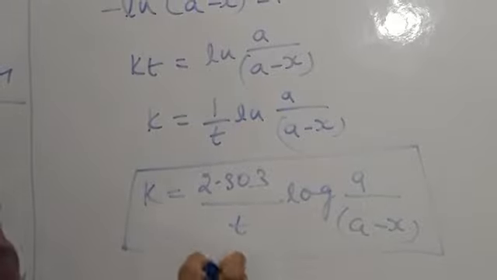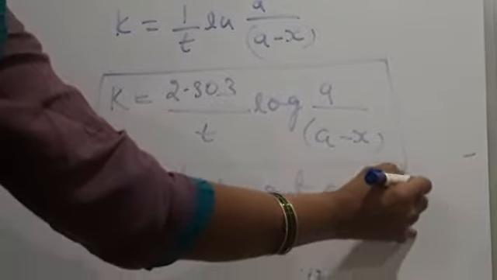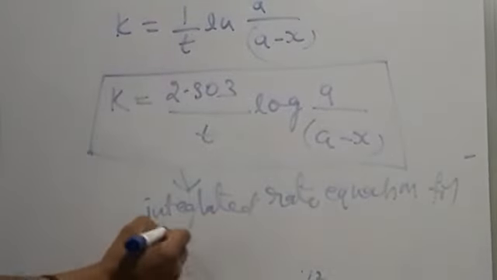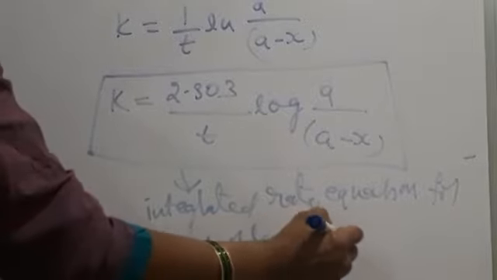Okay. So, this is integrated rate equation for first order reaction. Okay. So, this is called integrated rate equation for first order reaction.